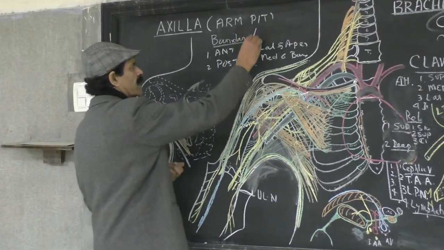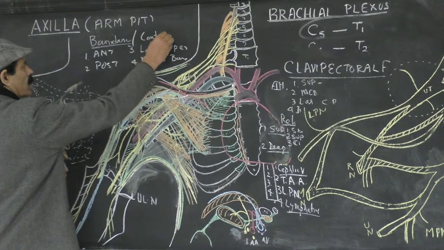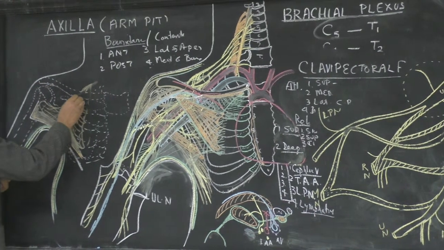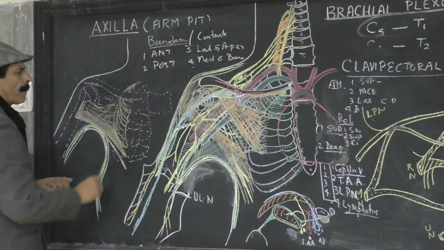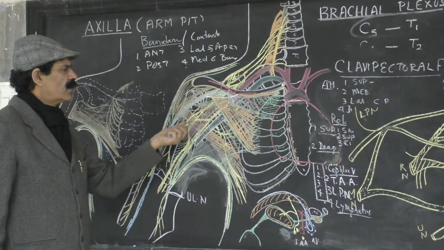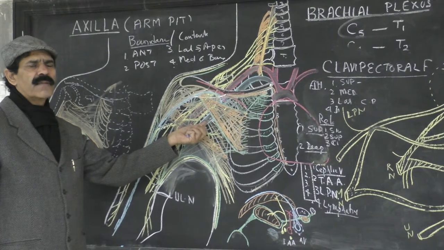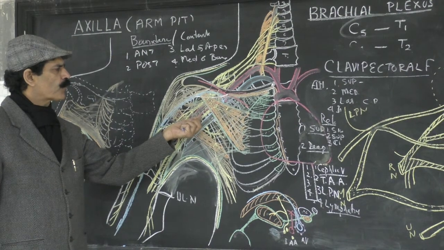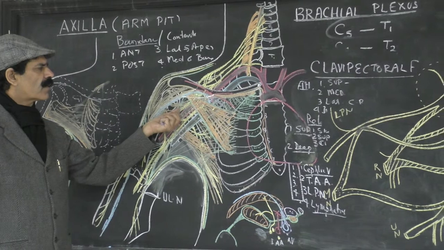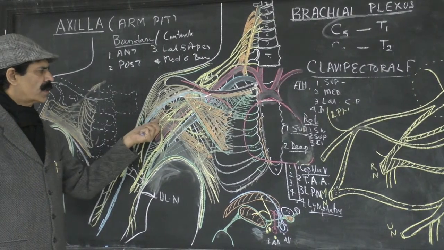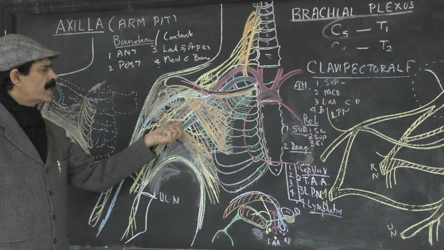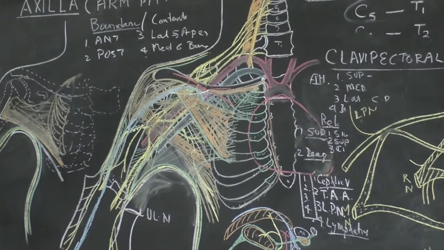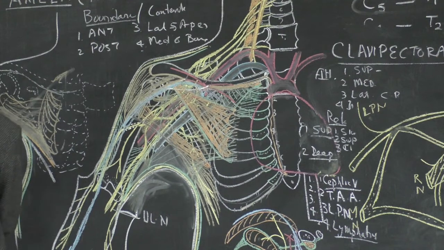Now after the boundaries comes the contents. So contents we have already done. Whatever lies in the concavity below the clavicle, what are the contents? The medial most content is the axillary vein. Then the axillary artery, and laterally is the lateral cord of the brachial plexus along with their branches. The posterior cord is lying posterior to the artery. The medial cord lies in between the axillary vein and artery. So here we do the contents, that is the axillary artery.